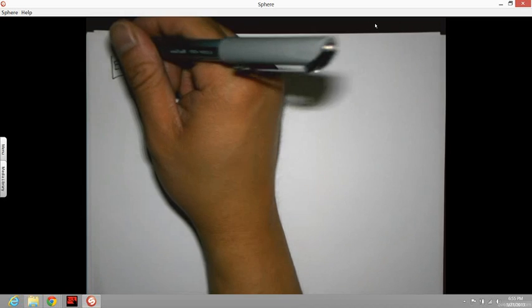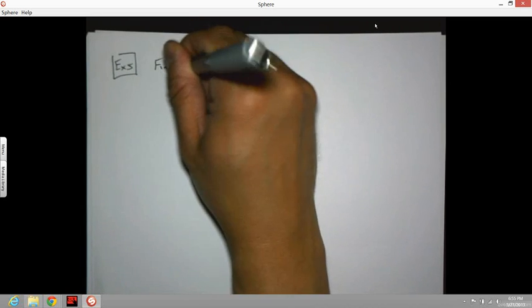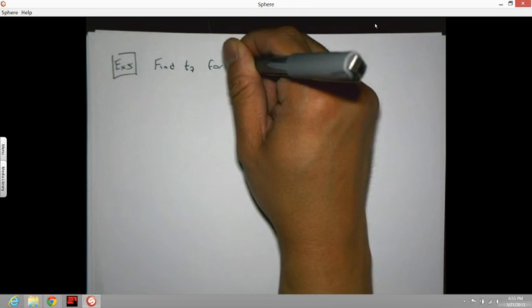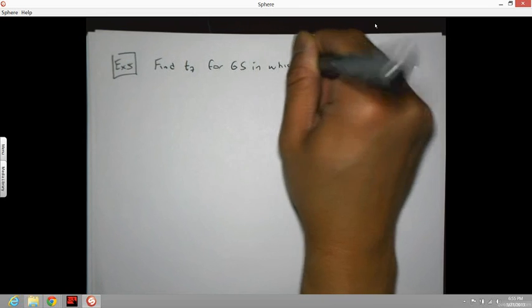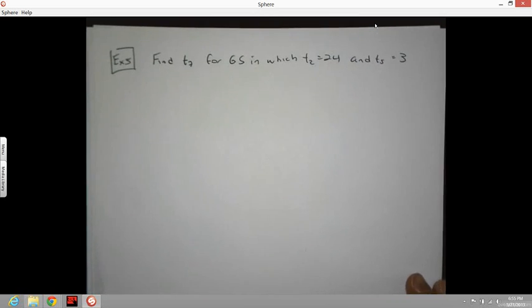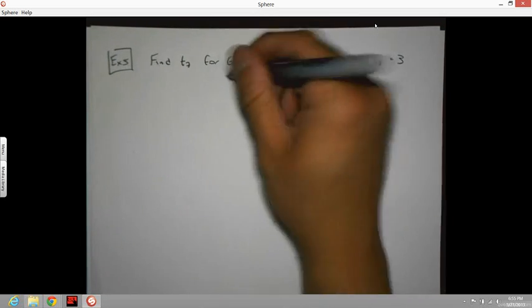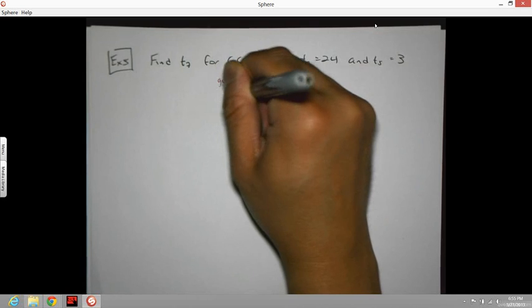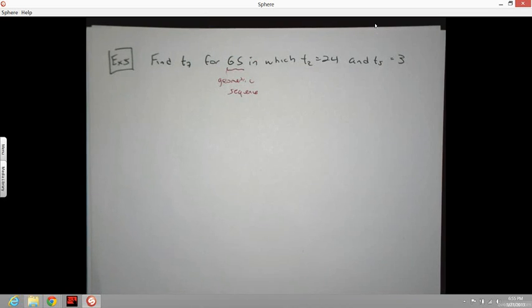Example 5. I'm going to let you guys do this one on your own, and of course I'll help you solve it. Find T7 for a geometric sequence in which T2 equals 24 and T5 equals 3. Okay, so we're looking for a geometric sequence, guys. I'll write this for those of you who don't know. These are my initials, actually. Geometric sequence. Okay, let's figure this out. I mean, this is good. We'll be able to pull this off. So, I'll pause for a few seconds, and you should hit the pause button and see if you can solve this.